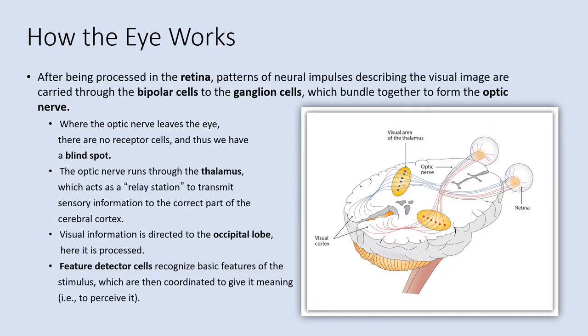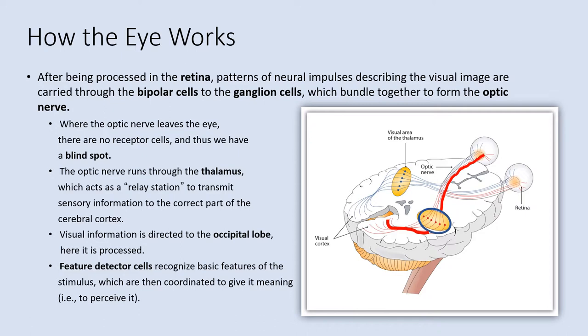After being processed in the retina, patterns of neural impulses describing the visual image are carried through the bipolar cells to the ganglion cells, which bundle together to form the optic nerve. Now, where the optic nerve leaves the eye, there are no receptor cells, thus we have a blind spot. The optic nerve runs through the thalamus, which acts as a relay station to transmit sensory information to the correct part of the cerebral cortex. Visual information is directed from there to the occipital lobe, where it is processed.